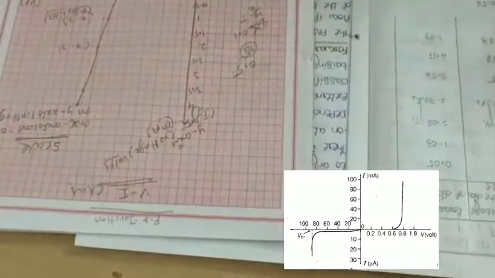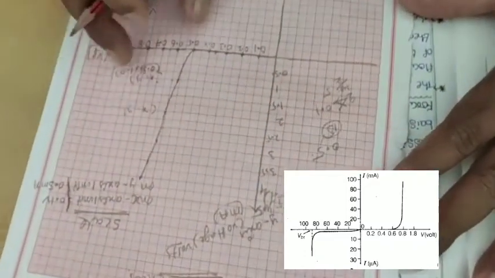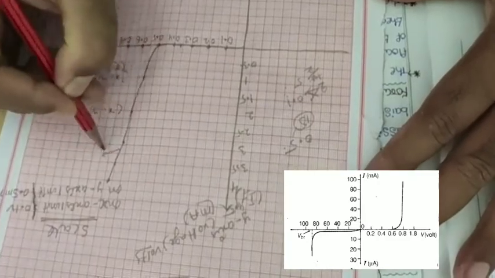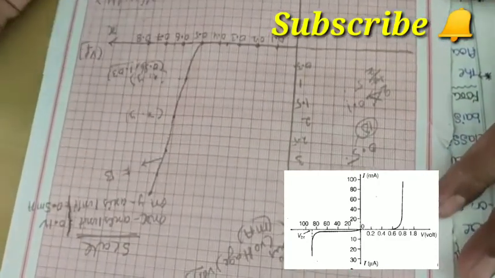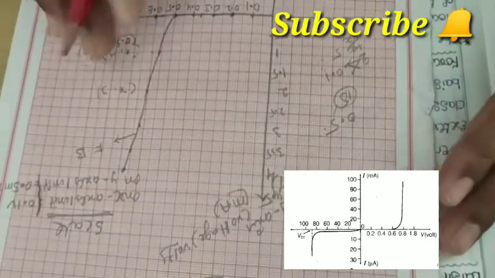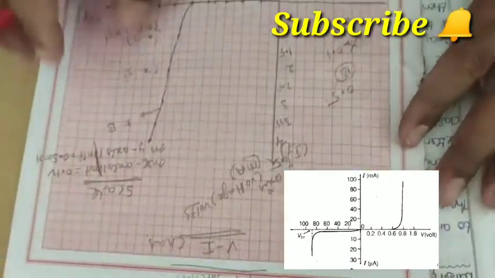So this is our model graph. See here, same as our model graph. This is the PN junction forward bias. So you go and mention here forward bias graph. This is the forward bias. In the same manner you write down the reverse bias also.